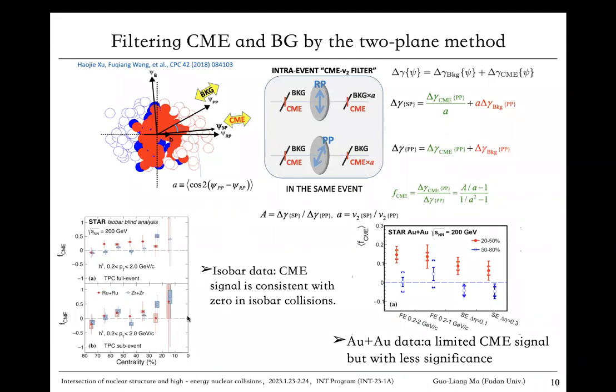This is the result from the STAR experiment. The left figure shows that in the isobar data, the F_CME is consistent with 0. The right figure shows the F_CME in the Au+Au data at 200 GeV, and the data show limited CME signals, the red symbols, but with less significance. This is the two-plane method as used experimentally.